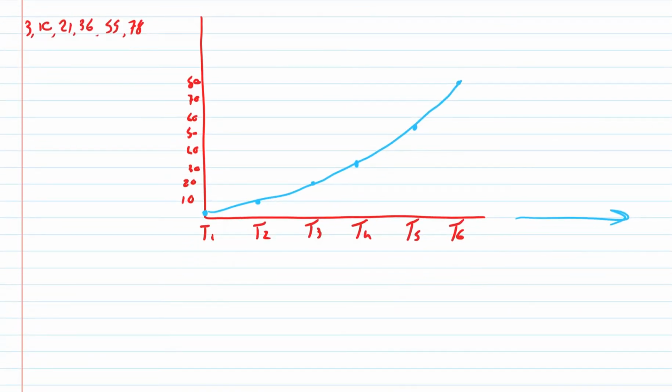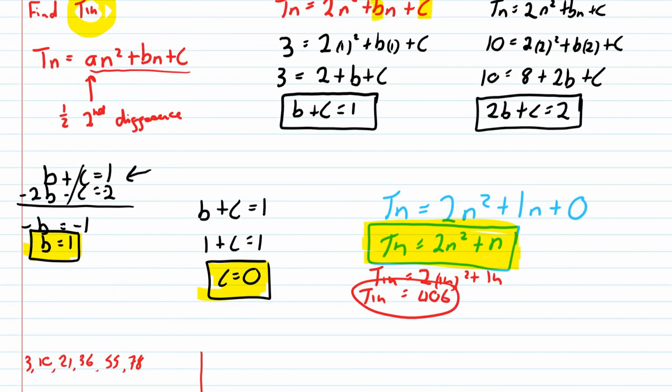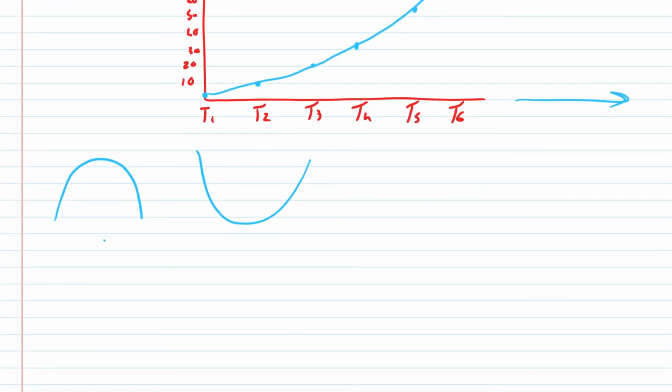And in general, the quadratic graph, if we did it over a long period, it would look like that, or like that, because it's a quadratic. Okay? And we know quadratics take the shape of this, from algebra. Thanks guys.